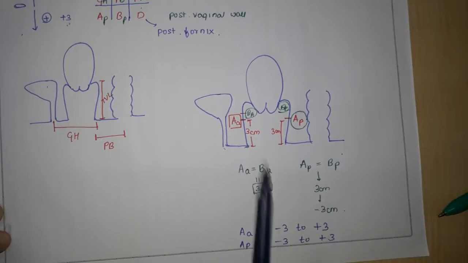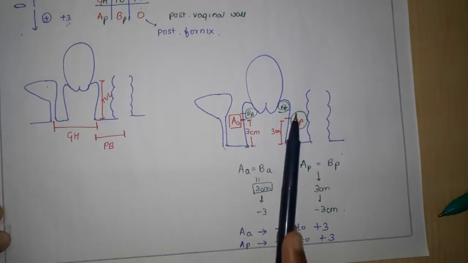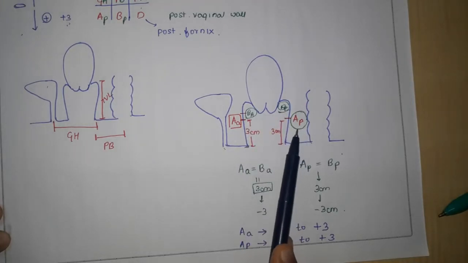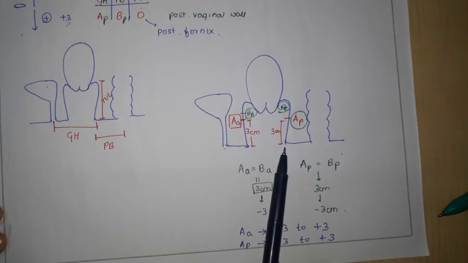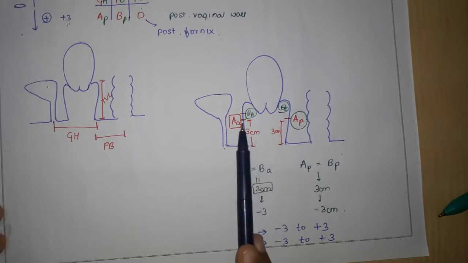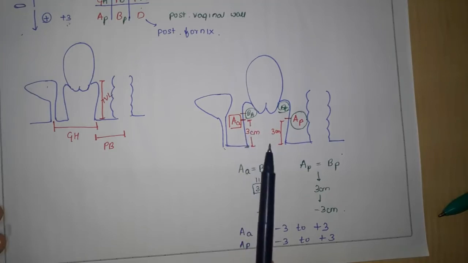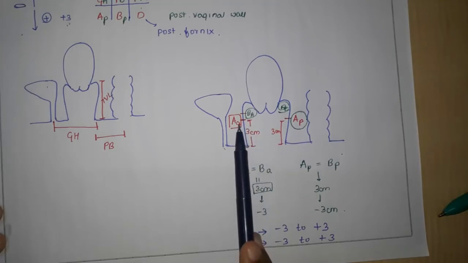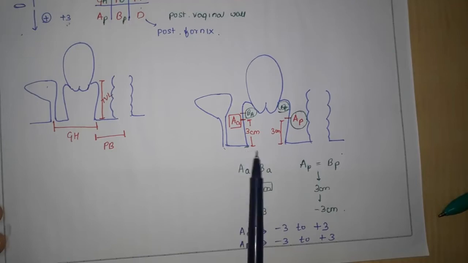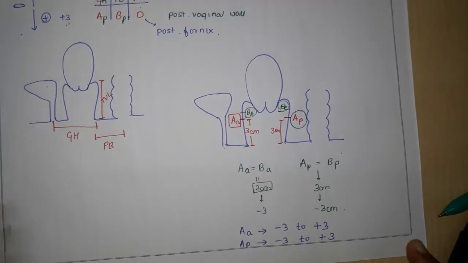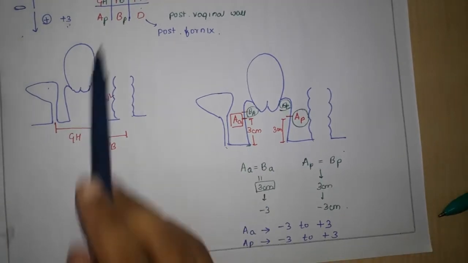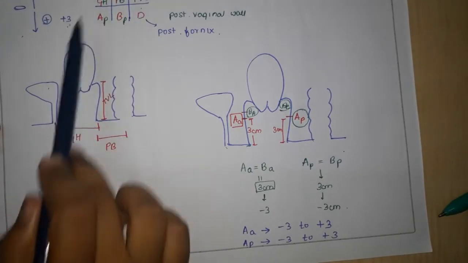So these are points A, BA, BP and AP. These are fixed points. You should remember that. First you mark the points -3 centimeters proximal. Then you ask the patient to cough. Then you see where this point comes with respect to the hymen. So this is related to the middle row, points A and B.